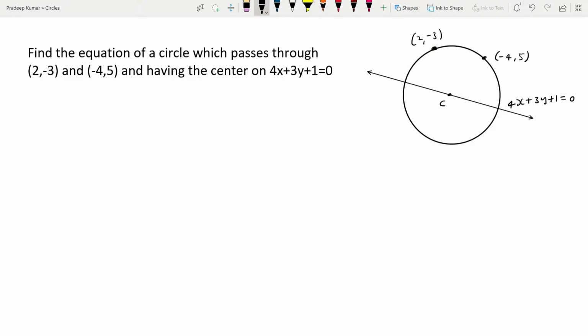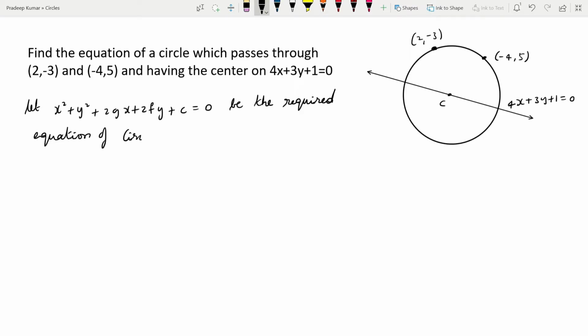So first we'll write the given equation and also the given points, and also we'll write the general equation of the circle. So I can write, let x² + y² + 2gx + 2fy + c = 0 be the required equation of circle. Alright, so let's say this is equation number 1.